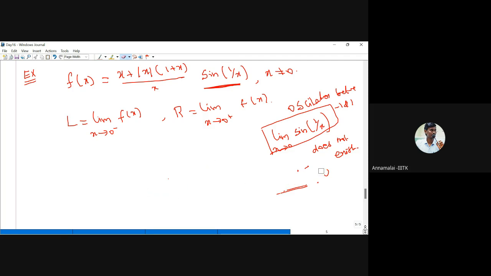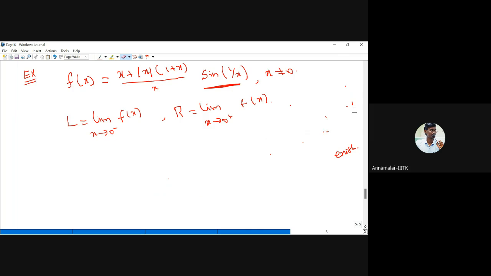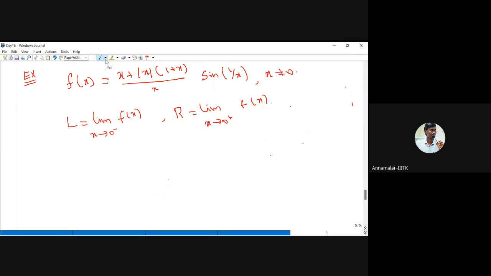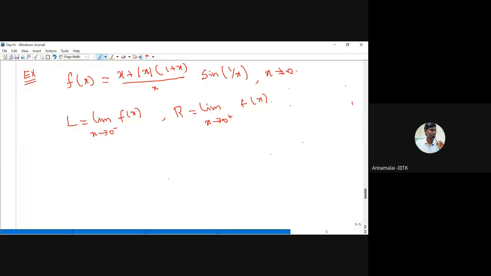Now, at the end of this unit on limits, we will discuss this problem. We try to finish all the theorems and then come back here. Because sine 1 by x does not converge, its limit does not exist. But if you take the product with some bounded function, the limit should exist.